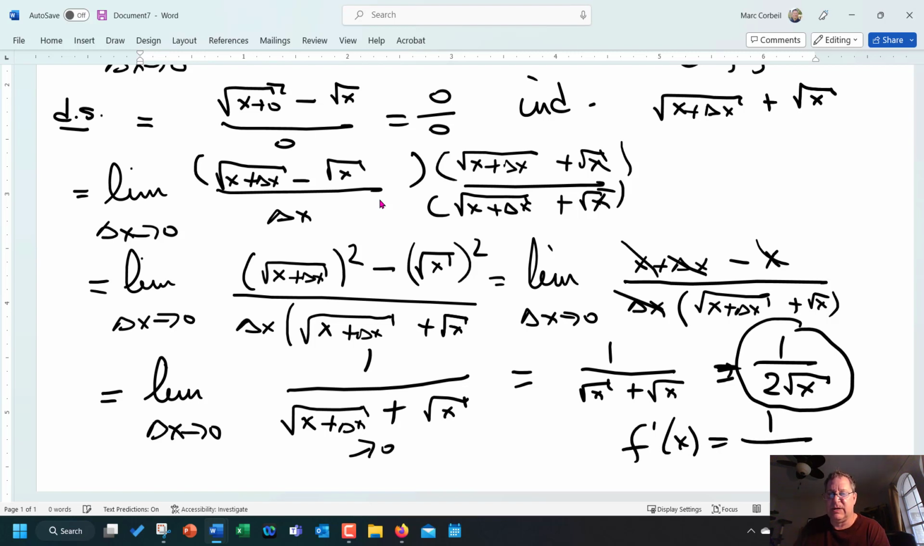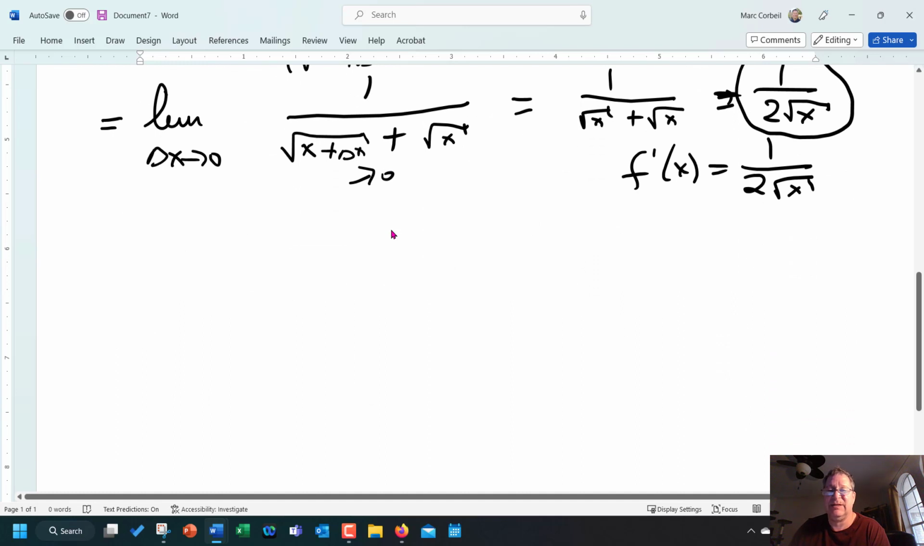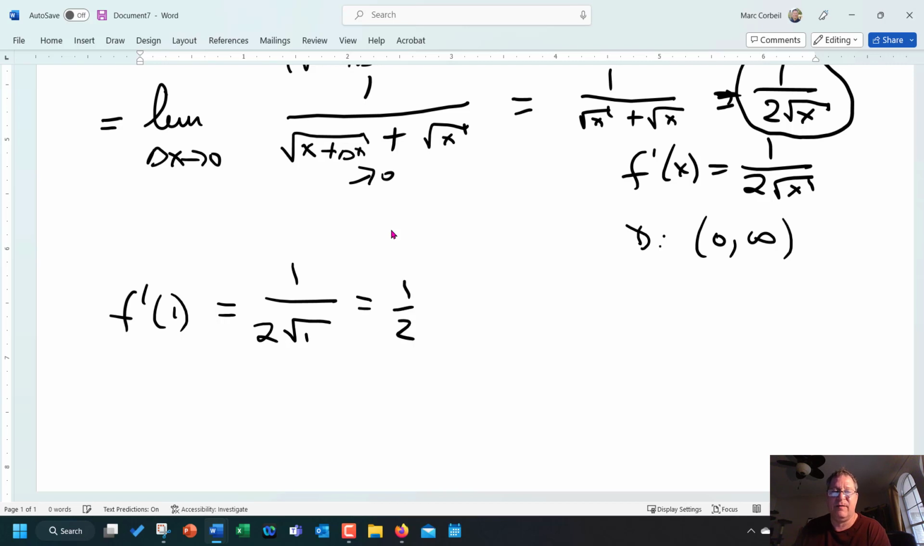And notice when I write it like this instead of with the c, my statement becomes a little more generalized. This is the equation of the tangent line at any point x where we have a definition. So we can see we can use that on the domain. And remember, we have to be careful here. Our domain was positive values here. So I can do, for example, f prime of 1, which would be 1 over 2, the square root of 1, which would be 1/2.